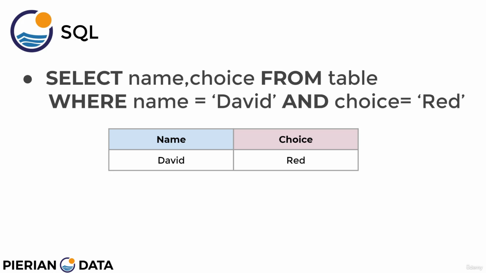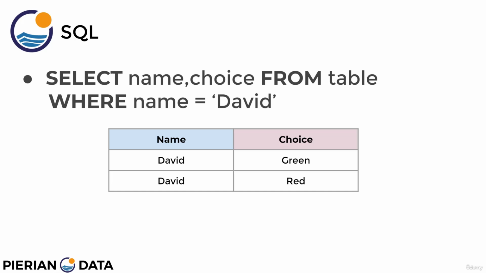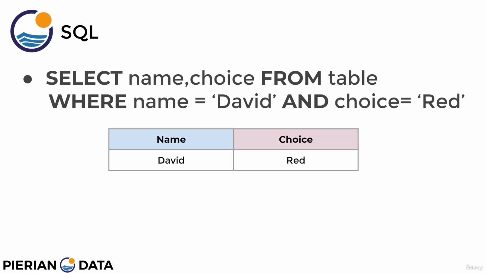Let's imagine I wanted to do multiple conditions. So previously I had two Davids here, where we have green and red. I can use those logical operators such as the AND keyword to test for multiple conditions. So here I'm grabbing the name and choice column from this table where the name is equal to David and the choice is equal to red, returning back this single row where both those conditions have to be true.